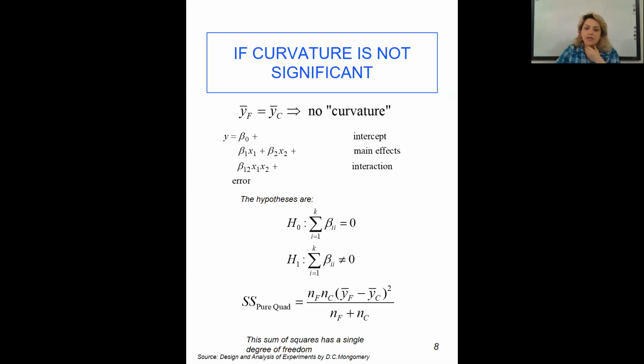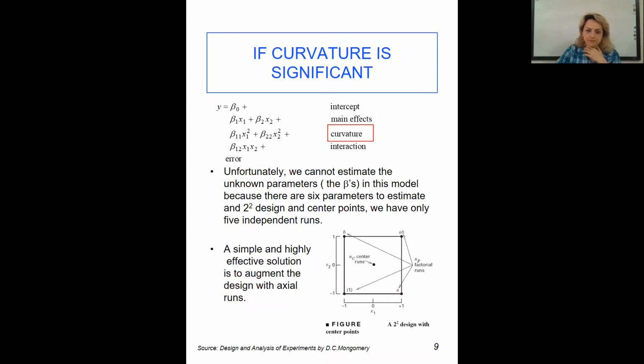And then we would have y bar for the factorial runs minus y bar C. So if these are almost equal, this is going to be 0, so the SS of the pure quadratic, the sum of squares, is going to be 0, right? This sum of squares has a single degree of freedom as well. Just consider it if you want to add it later to your ANOVA.